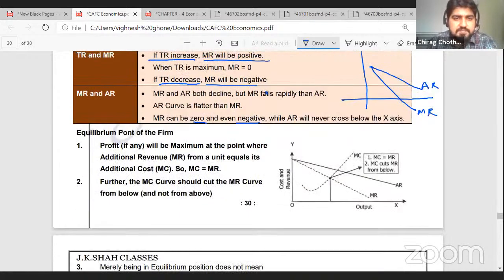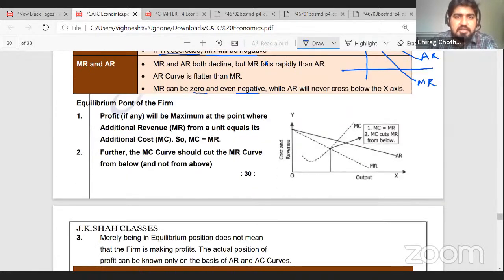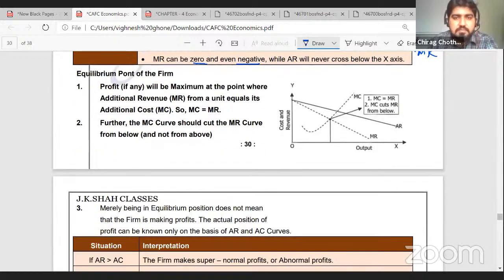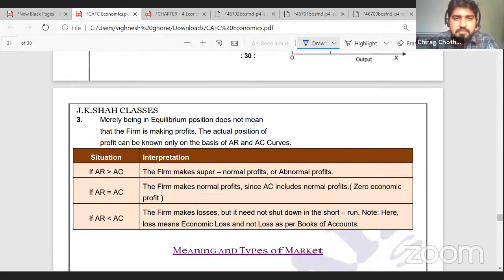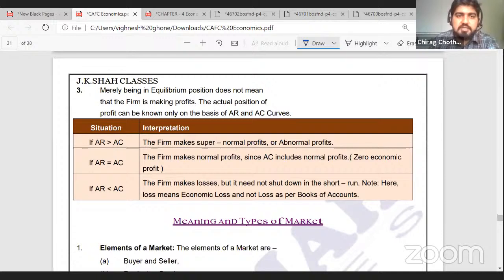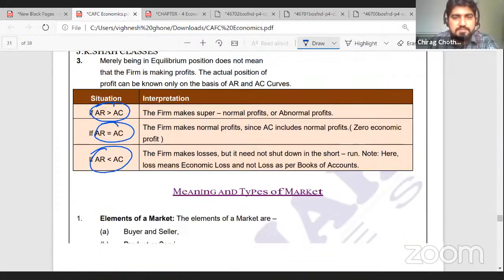So let's go ahead. Next one. MC and MR relationship we have understood. It will be a point of profit maximization. Next part is we have to understand what is supernormal profit, what is normal profit, and what is loss. Whenever average revenue is greater than average cost, it will be a case of supernormal profit. If average revenue is equal to average cost, it will be normal profit. And if average revenue is less than average cost, it will be called loss.